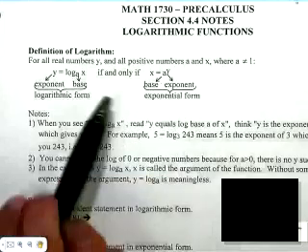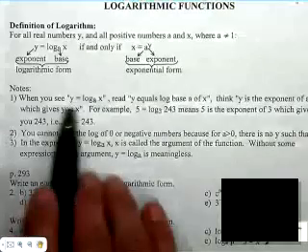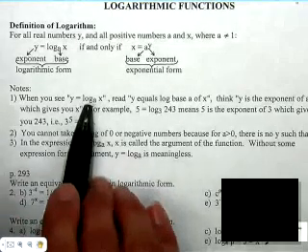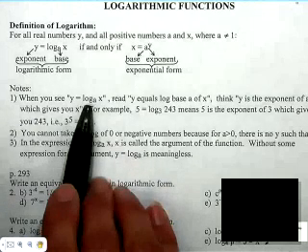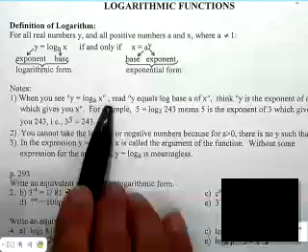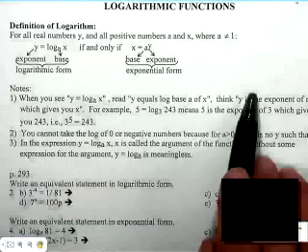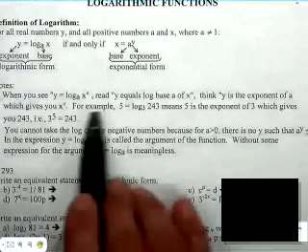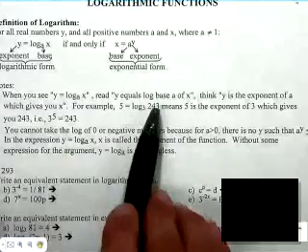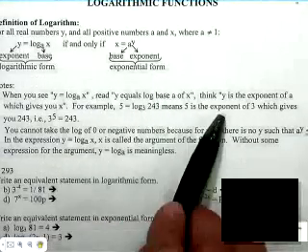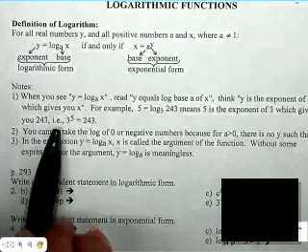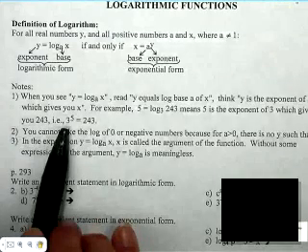So let's see these. When you see y equals log base a of x, make sure you can read it. You don't want to read that y equals log with a little a down there. It's log base a of x, and it means y is the exponent of a which gives you x. For example, 5 equals log base 3 of 243 means that 5 is the exponent of 3 which gives you 243. When you change a logarithm to exponential form, it's completely checkable. Sure enough, 3 to the 5th does give you 243.